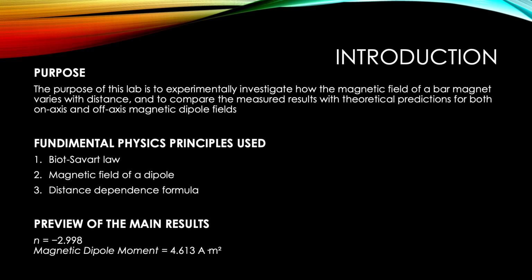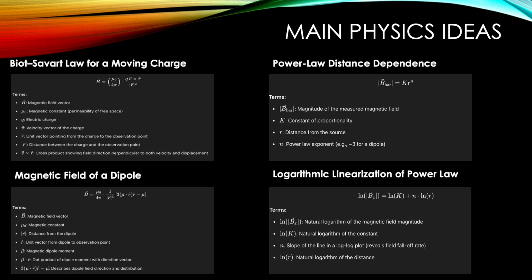So the preview of the main results is that n was equal to -2.998 and the magnetic dipole moment was 4.613 A·m². The main physics ideas used throughout this experiment include Biot-Savart's law for a moving charge, the magnetic field of a dipole, the power law distance dependence, and the logarithmic linearization of a power law.